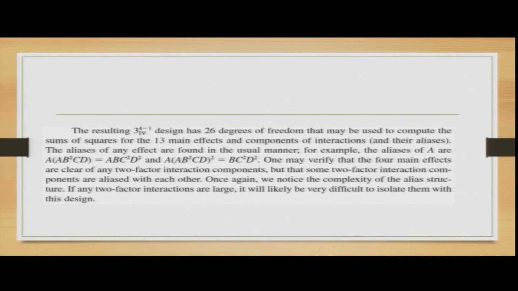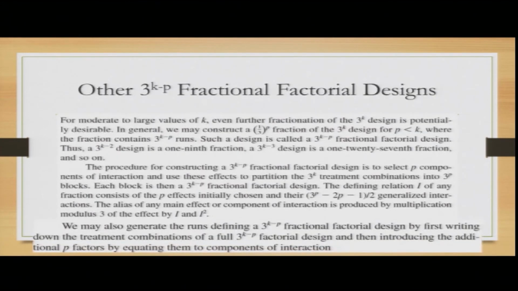One may verify that the 4 main effects are clear of any 2-factor interaction component, but that some 2-factor interaction components are aliased with each other. Once again, we notice the complexity of the alias structure, such that if any 2-factor interactions are large, it would likely be very difficult to isolate them with this design and do the calculations accordingly.